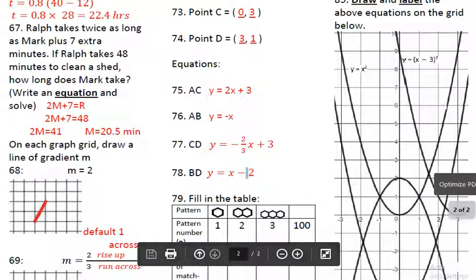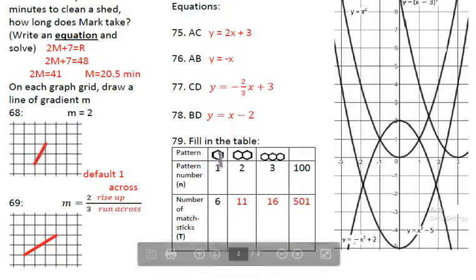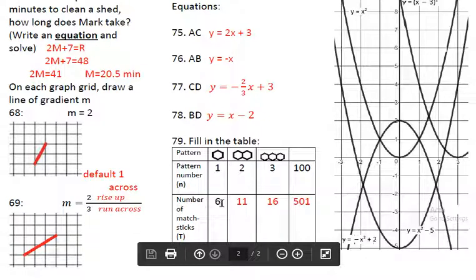Alright, now next one, fill in the table. Hexagon. Now this is a hexagon, 6 matches to make up a hexagon. So if we start with one hexagon, we end up with 6 matches to make this hexagon. So that's the number of matches that you need, 6.